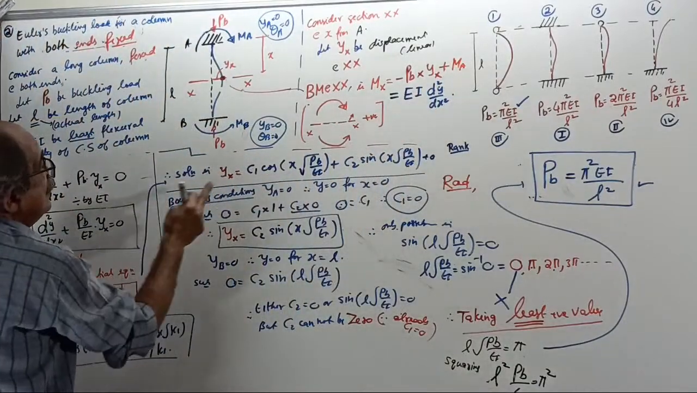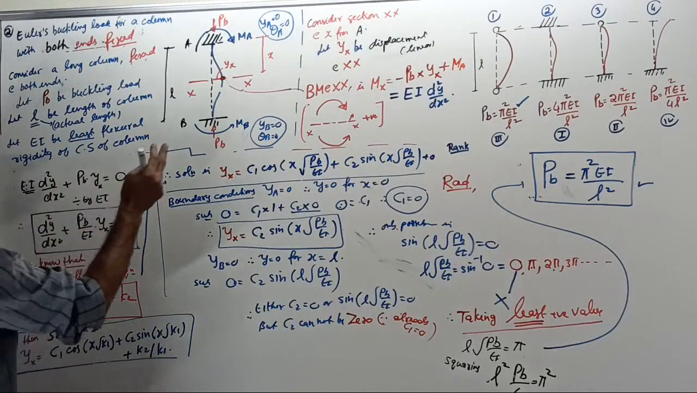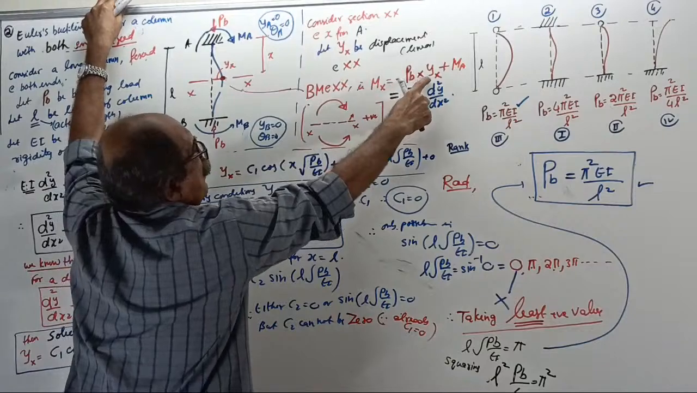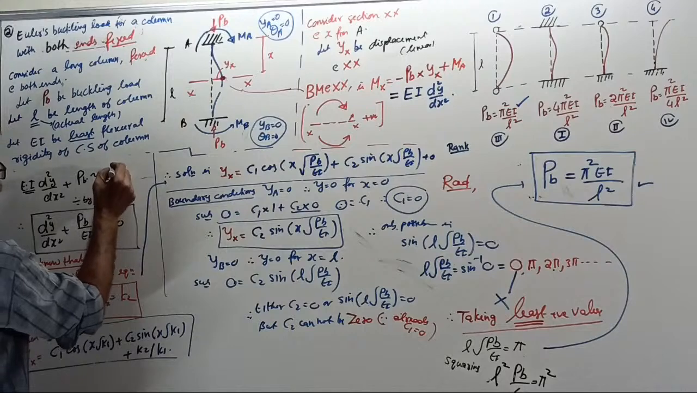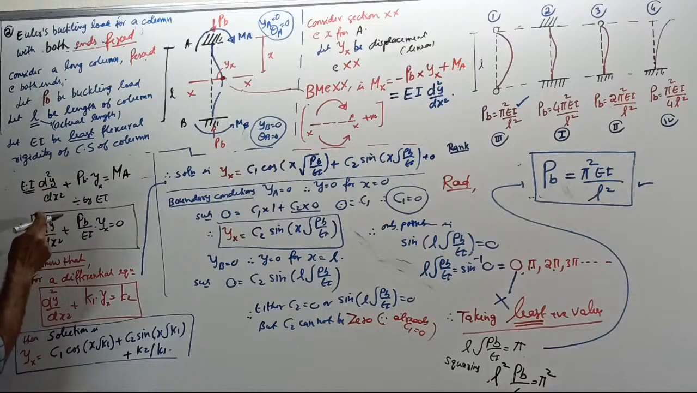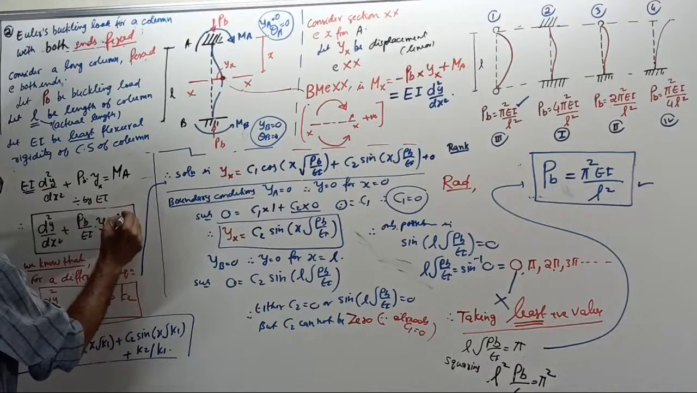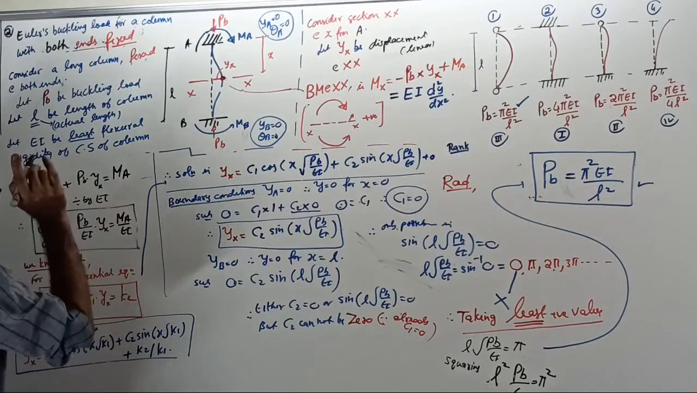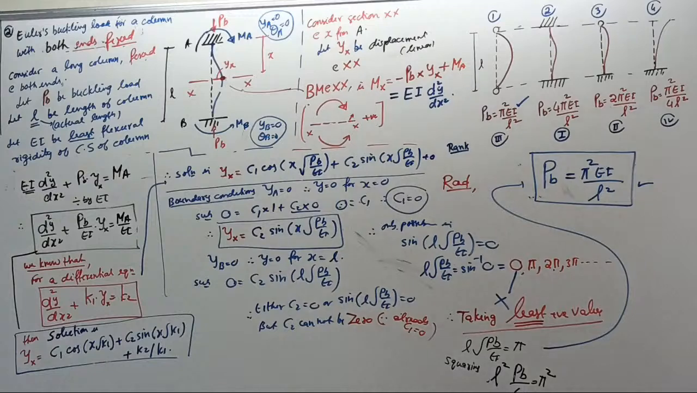Okay, rearrange. EI d square Y by dx square, this one you take to the other side, Y is there, and MA will come on the right side. Here not 0, equal to MA. Now, divide throughout by EI. You get d square Y by dx square plus PB by EI into YX equal to MA by EI. Now write the mathematical format of the differential equation.